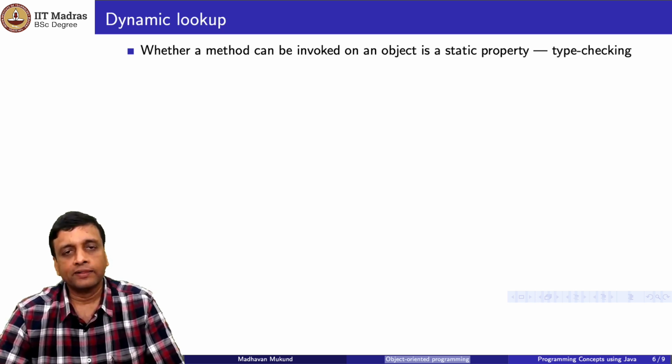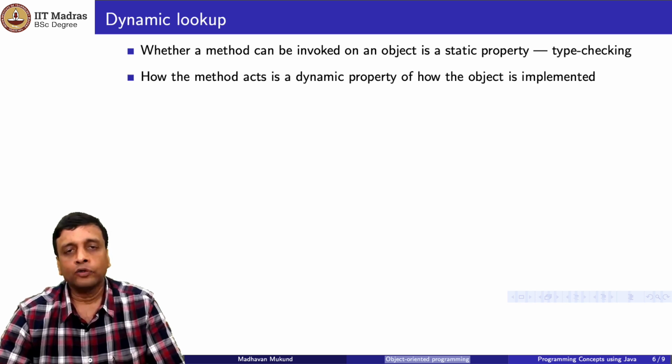Whether a method or a function can be invoked on an object is a static property. This is like type checking, right? Once we have defined type B, we know all the functions that are associated with B, and if A is a subtype of B, and this is something syntactic, it's part of the program code, you will declare A to be a subtype of B, then all the functions of B will naturally be available for A. However, how these functions behave when you invoke them on objects of type A will be dynamically determined by the type of object it is.